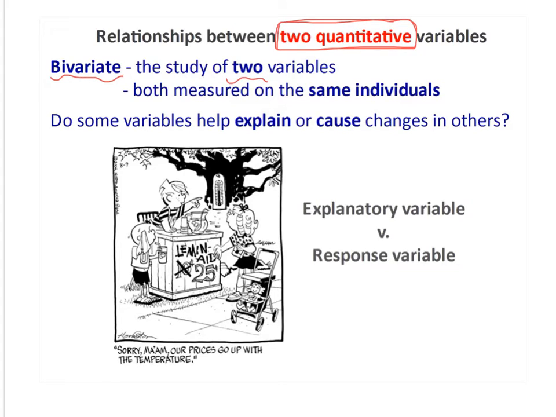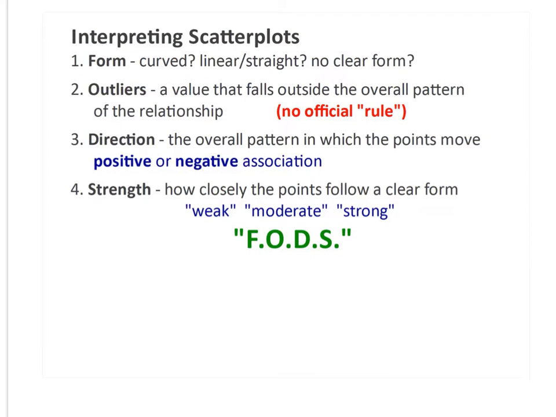What we're looking at is, do some variables help explain or cause changes in the other? We said the explanatory variable is my x variable, and the response is my y. We looked at this diagram in class and said the price of the lemonade is the response to the temperature, which is explaining the change.